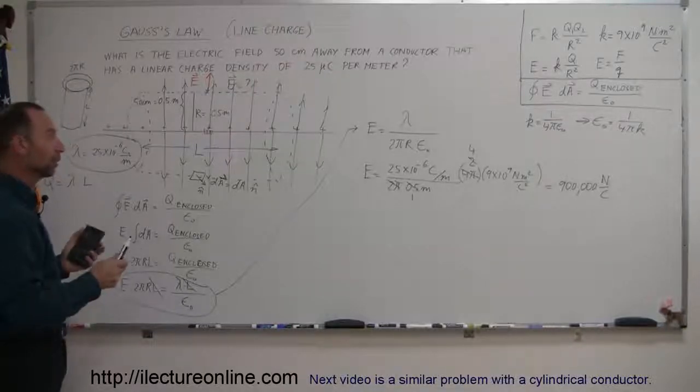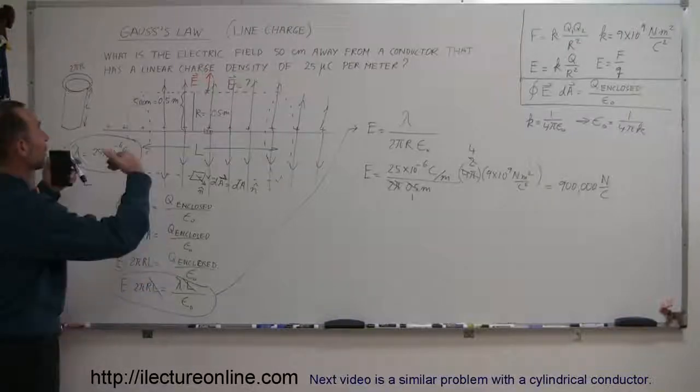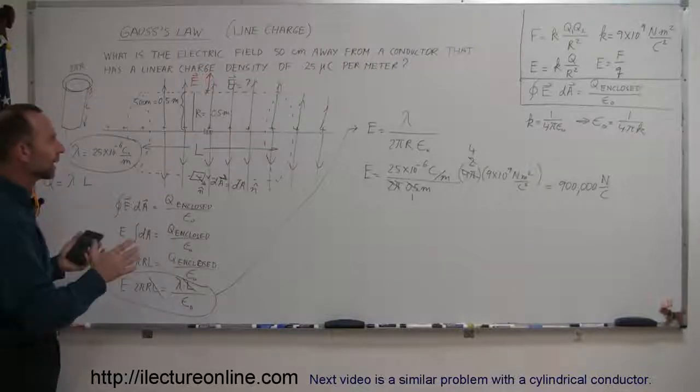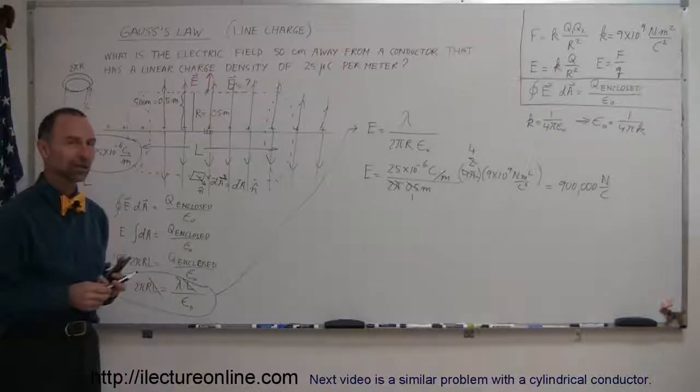All right, hopefully that made some sense. What I'm going to do is show you some other examples using Gauss's law and Gaussian surfaces, and after you've seen a few of these, it'll begin to sink in. It's really not as bad as it appears in the beginning. All right, take a look at this, and good luck trying to understand it.